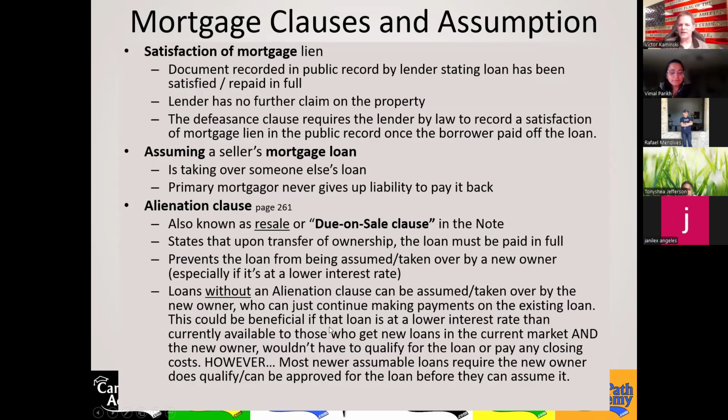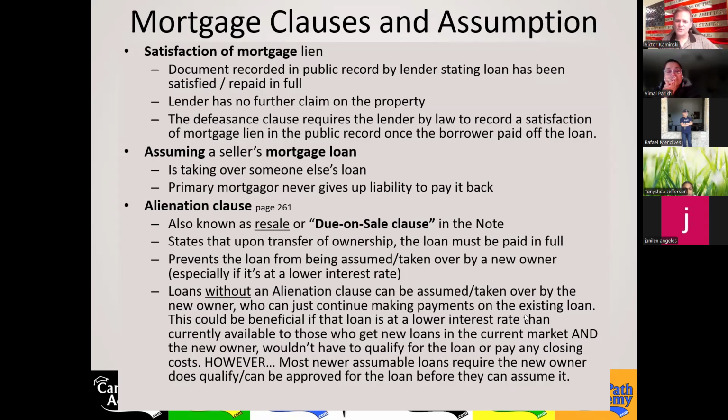This could be beneficial if that loan is at a lower interest rate than is currently available to those who get new loans in the current market. And the new owner won't have to qualify for the loan or pay any closing costs or loan application fees or appraisal fees or anything like that. The loan's already in existence. They're just taking it over. However, most new assumable loans do require the new owner to be qualified, just to make sure that you're not going to be at risk of defaulting on it.